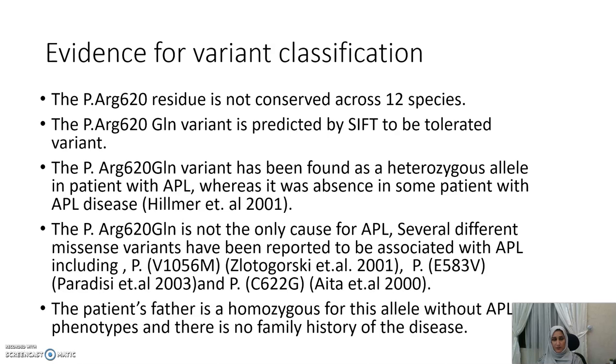And the evidence for our final classification is, first, that this alteration in position 620 is not conserved through the species. Also, our variant is predicted in SIFT as a tolerated variant. There are other studies that reported this variant, and they found this variant as a heterozygous allele in patients who have the symptoms of ABL.